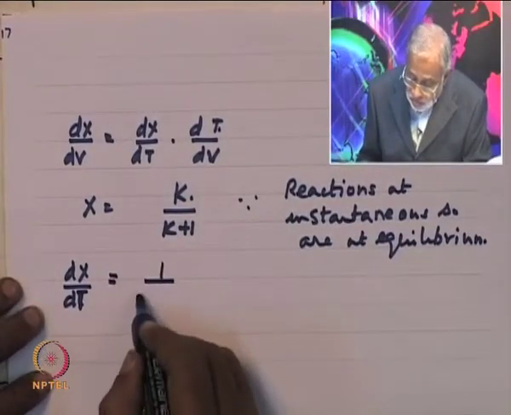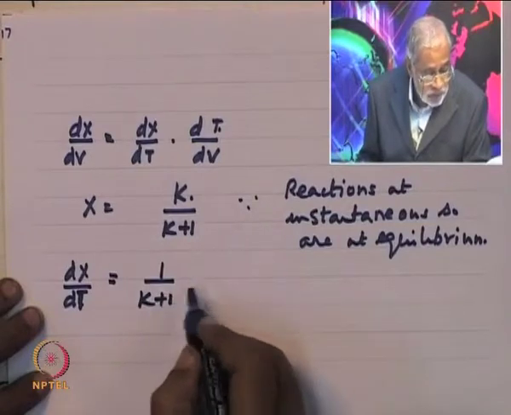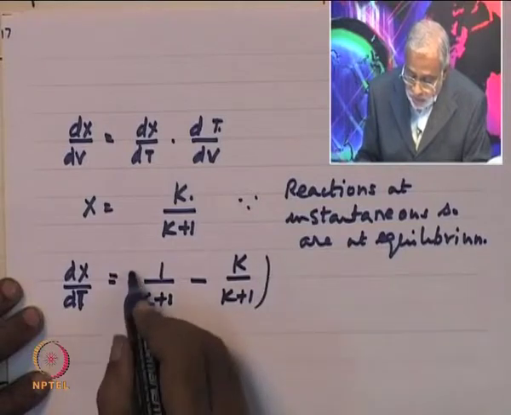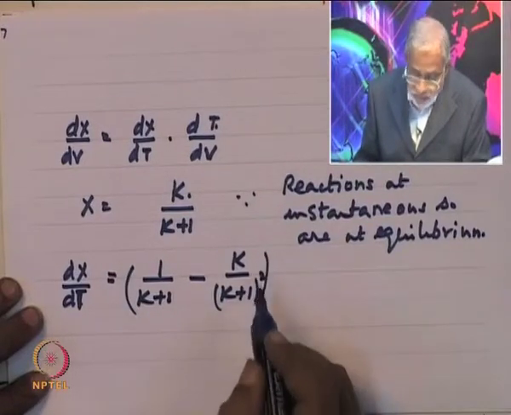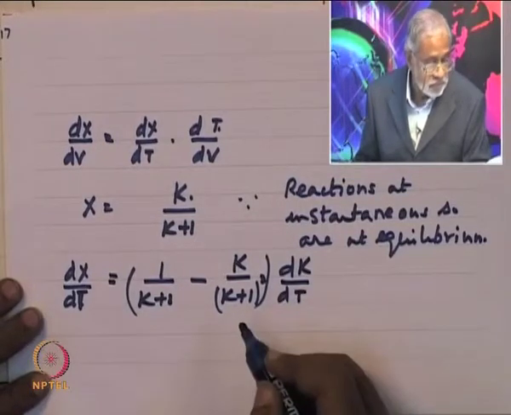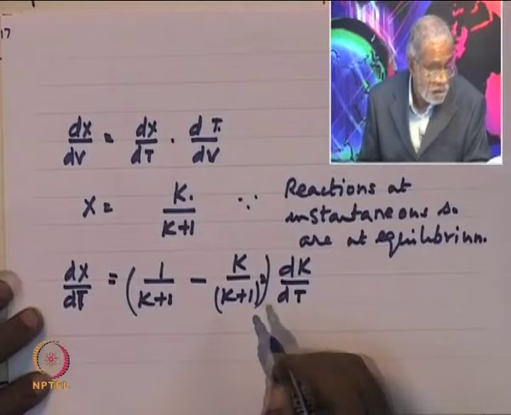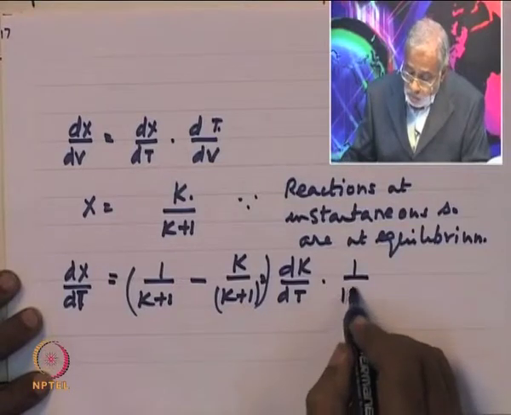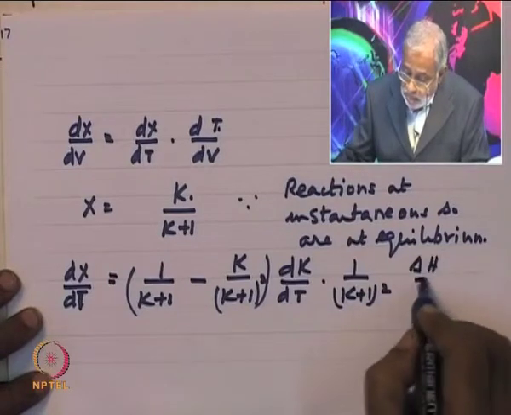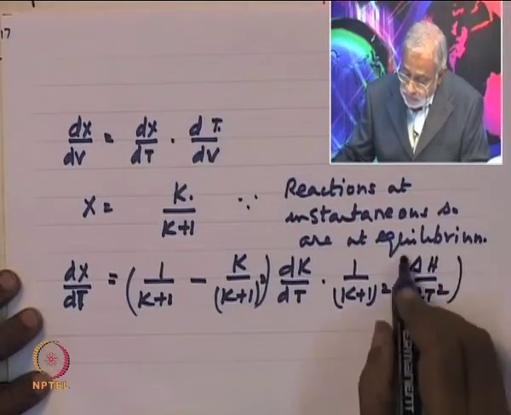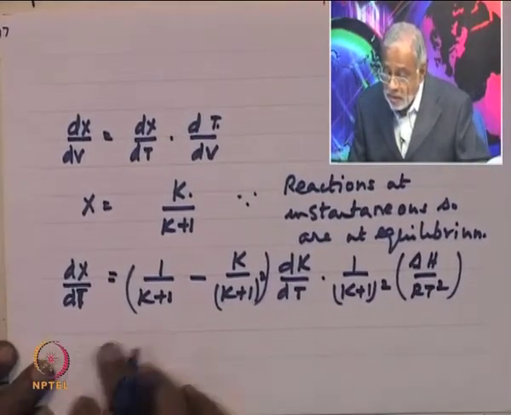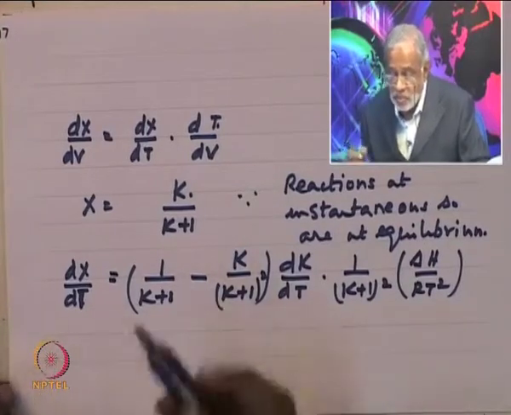So, let me write down: (k plus 1 minus k) by (k plus 1) whole squared, okay, into dk/dt, multiplied by 1 by (k plus 1) whole squared, delta H by RT squared. Now, you might wonder how I have written this without giving you the details. So, we can understand this.